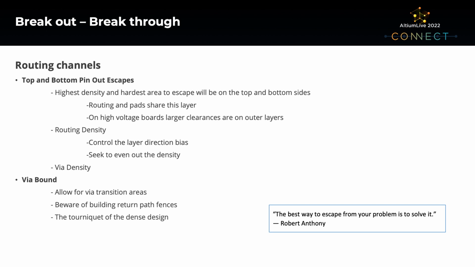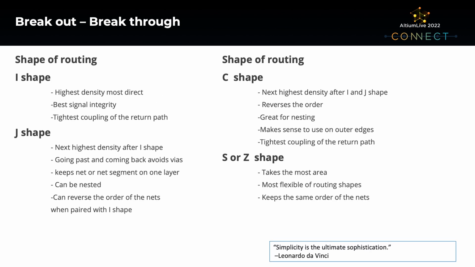So to me, there's only a few different types of traces, and we use all of these in conjunction with each other, but each has its own unique advantages and disadvantages. The I shape, the straight connection from one place to another, is going to be your highest density route. A direct connection from one connection to another on one layer is always the best. It's going to have the best signal integrity.